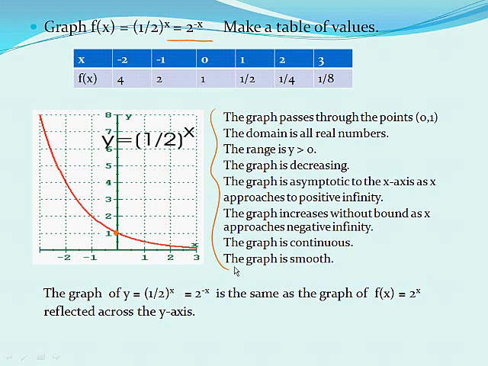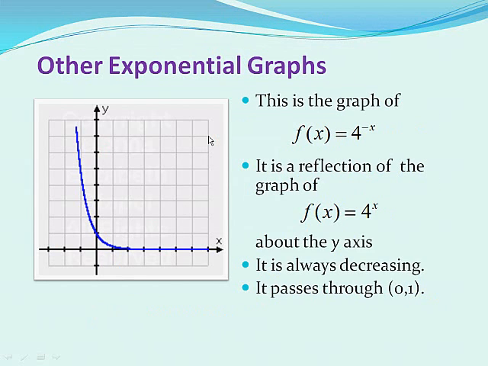The graph of y equal to 1 by 2 power x, which is also equal to 2 power negative x, is the same as the graph of f of x equal to 2 power x reflected about the y-axis. So that means the graph of y equal to 2 power x will be looking like this. Here are some other examples of exponential graphs. We have the formula f of x equal to 4 power negative x. Graph will be a decreasing function. It is a reflection of the graph of f of x equal to 4 power x about the y-axis, and it passes through the point 0, 1.